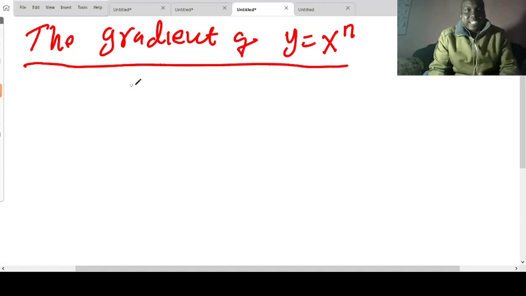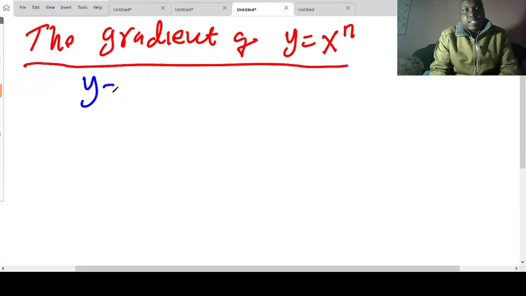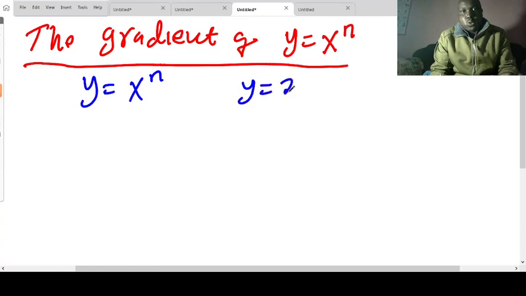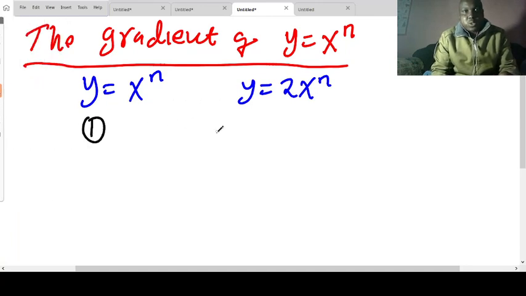So to get the gradient of this curve, y is equal to x raised to power n, I want to explain some things here. Let me call x the base. We can have y is equal to 2x raised to power n. In the first equation and the second equation, the coefficient of x here is 1. We don't write 1x, but the coefficient here is always 1.